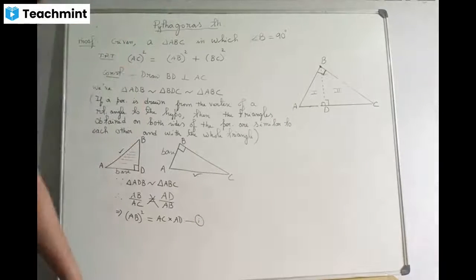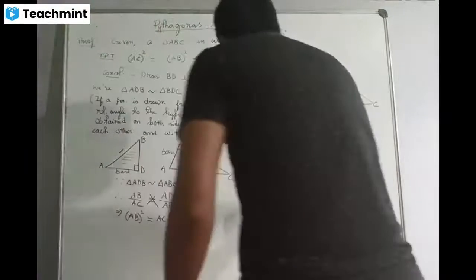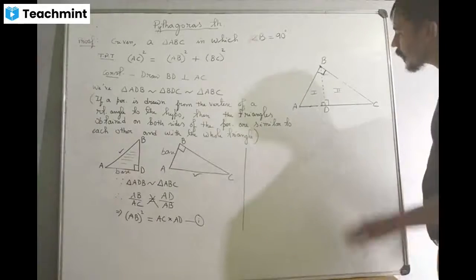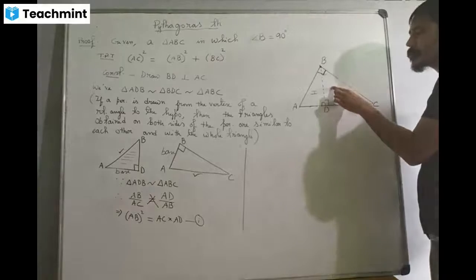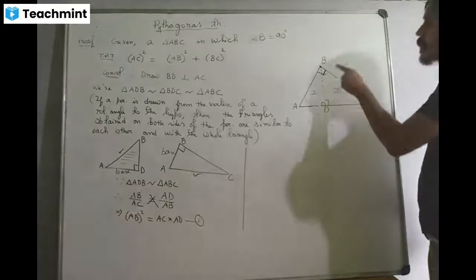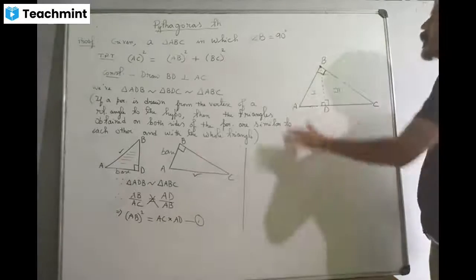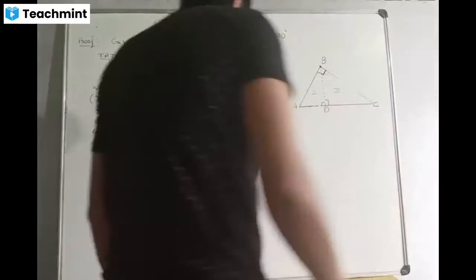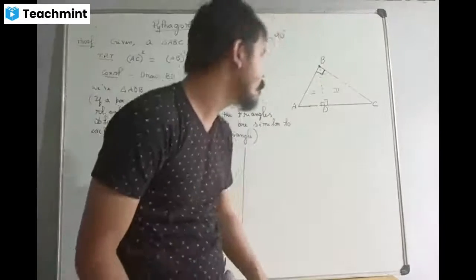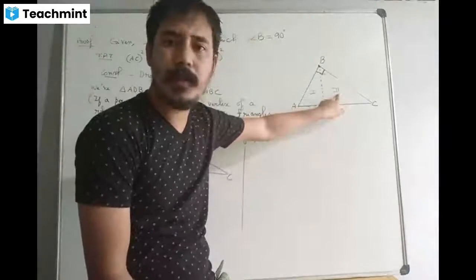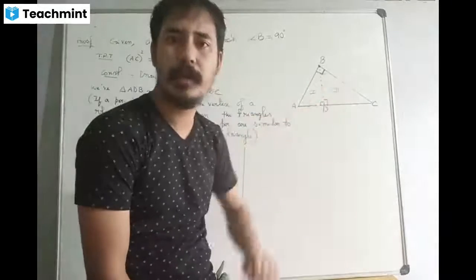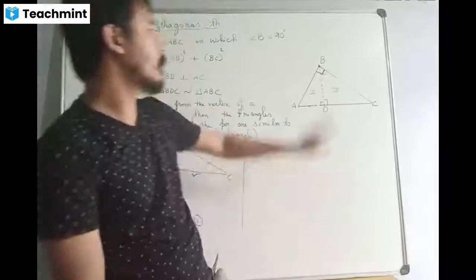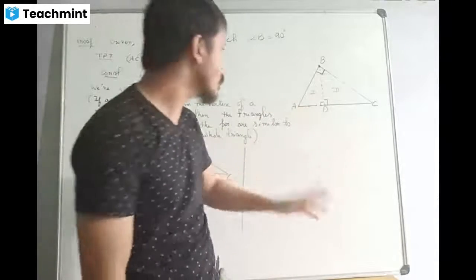Alright? Now next, I'm going to take the next smaller triangle BDC and the bigger one ABC. So I'm going to take the other smaller right triangle BDC and the bigger one ABC. They are already similar, right? So I'm going to draw them.